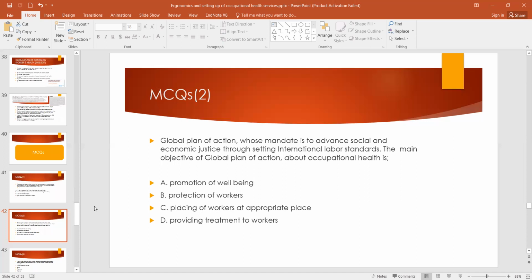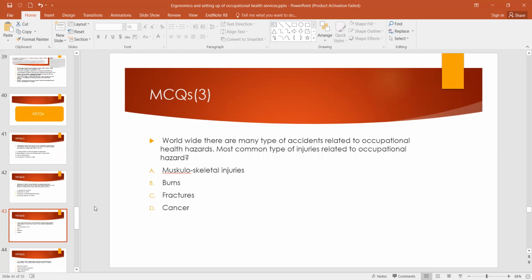The Global Plan of Action was made by an organization whose mandate is to advance social and economic justice through setting international labor standards. The main objective of the global plan of action about occupational health is: promotion of well-being, protection of workers, placing of workers at appropriate place, or providing treatment to workers? B, protection of workers, is the correct answer.